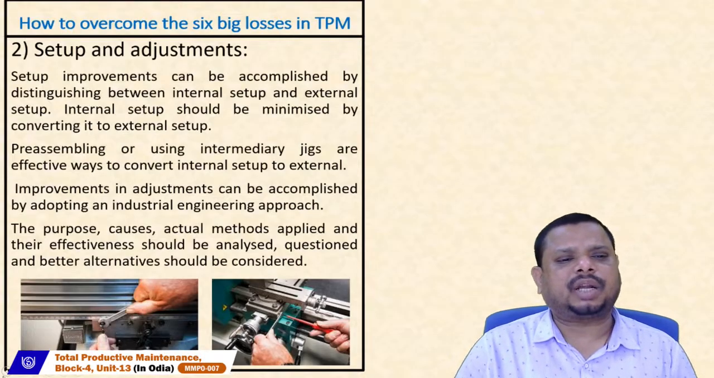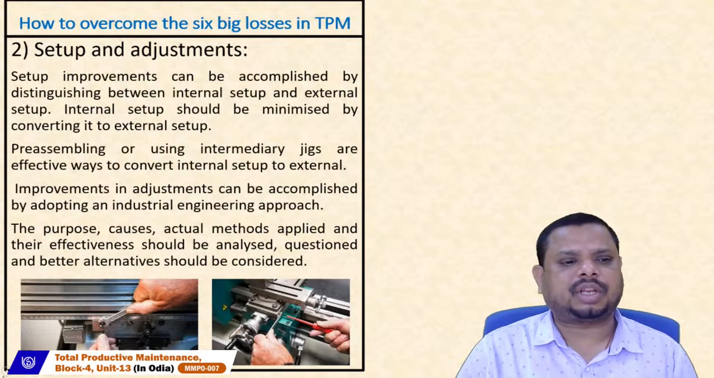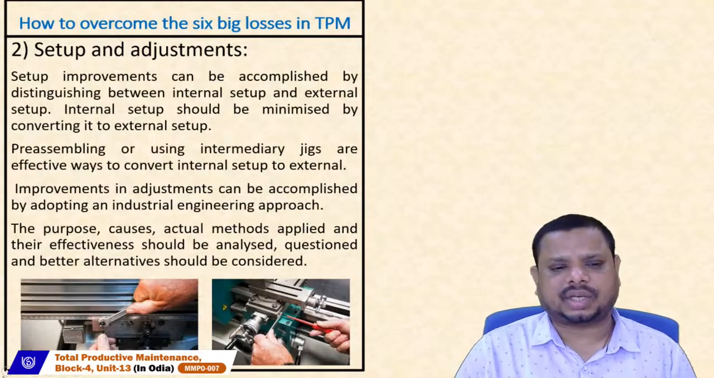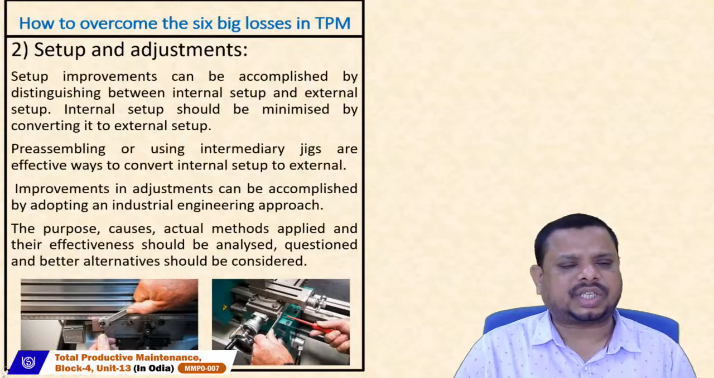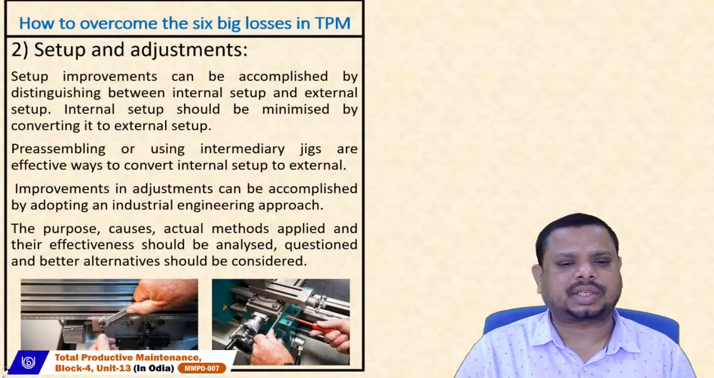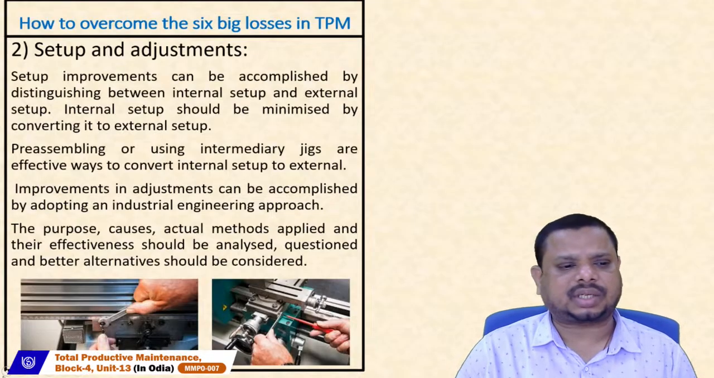Setup improvement can be accomplished by distinguishing between internal setup and external setup. Internal setup should be minimized by converting it to external setup. Pre-assembling or using intermediate jigs are effective ways to convert internal setup to external setup. Those who focus on mass production systems, batch production systems, and continuous production systems use jigs and fixtures to convert internal setup into external setup.